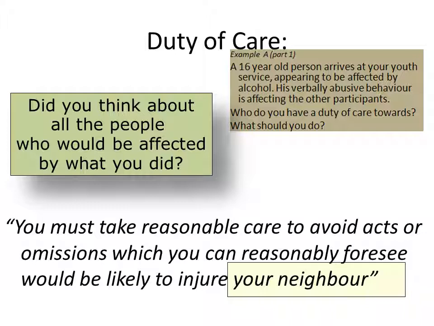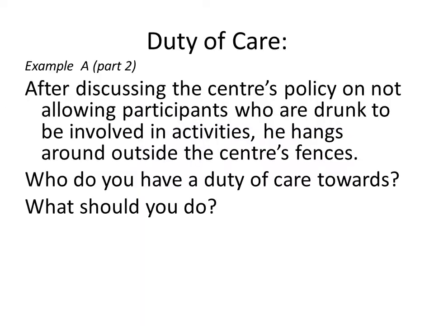All of the people who could be affected, that's your neighbour, someone who could reasonably be predicted to be affected or injured. So part 2 of that story: at the end of part 1 you have a bit of a chat, a discussion, but not a yarn because I'm avoiding that word. And you discuss the policy, and so he hangs around outside the fence.